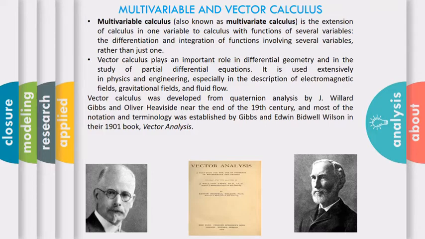The first vector calculus was developed from quaternion analysis by J. Willard Gibbs and Oliver Heaviside near the end of the 19th century, and most of the notation and terminology was established by Gibbs and Edwin Bidwell Wilson in their 1901 book Vector Analysis. So these were the people who compiled everything about vector analysis in a book. On the right side we have Edwin Bidwell Wilson, and on the left side we have Gibbs.